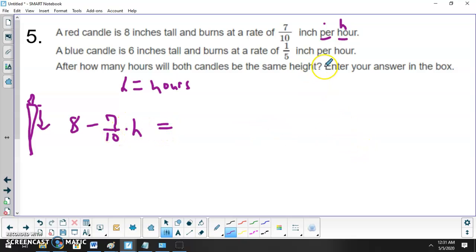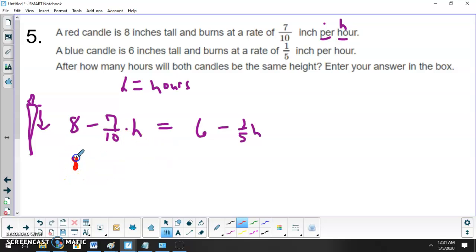And the other candle is starting a little shorter, but it's subtracting less. 6 minus 1/5 h. Okay? So I don't know if it's the fractions or it is just the setup, but there you go. That's the setup for the equation. Now, how do we deal with these fractions? Well, probably the easiest way to deal with it here is because the denominators are actually kind of very similar. We're going to change them to be the same here.